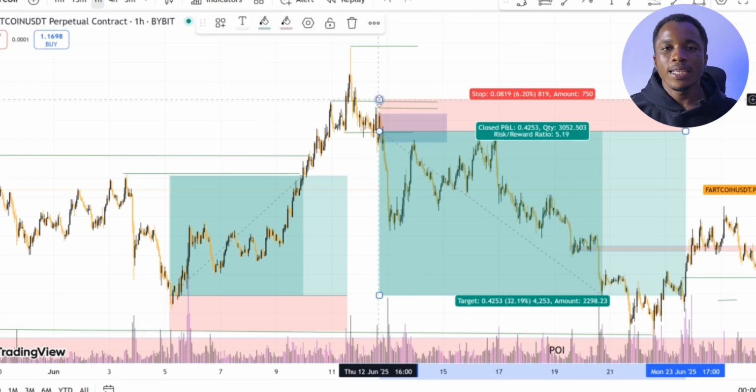Now, this particular setup, you can use it for as many trading pairs that you have right there, whether it's Altcoin, whether it's Bitcoin, whether it's Ethereum. This particular strategy works all around. So if you haven't started trading, just try this out. You're going to be making money.